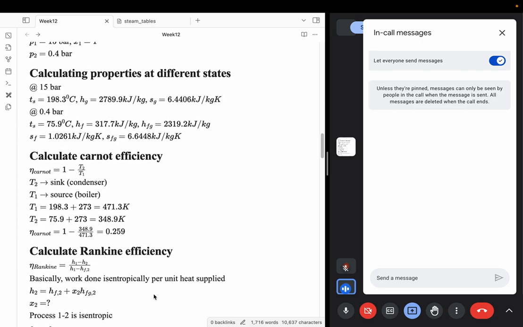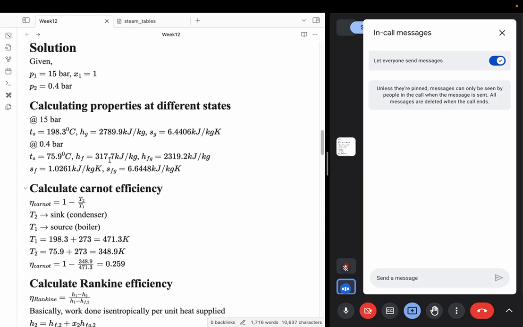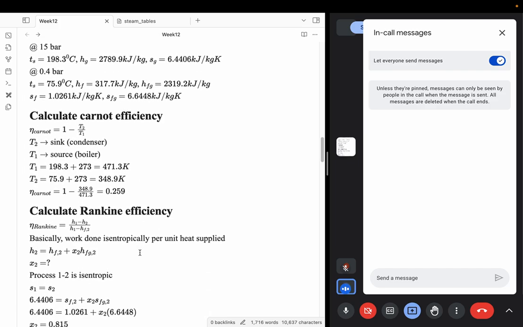Now, how is the efficiency defined? Efficiency for the Carnot cycle is direct. That is 1 minus sink temperature by source temperature. Your sink is your condenser, source is your boiler. So you substitute those temperatures to get the value of Carnot efficiency directly. This is very straightforward. Now, Rankine efficiency is also very similar.